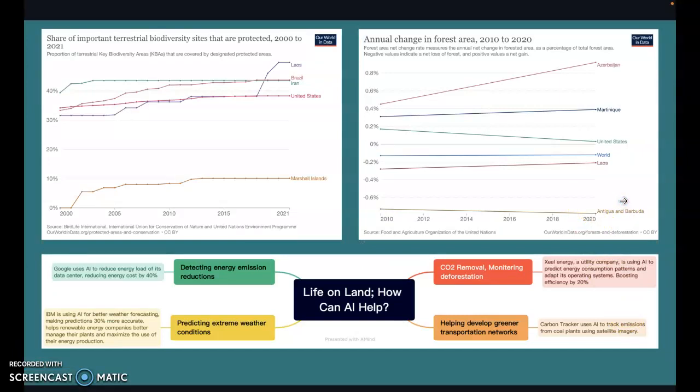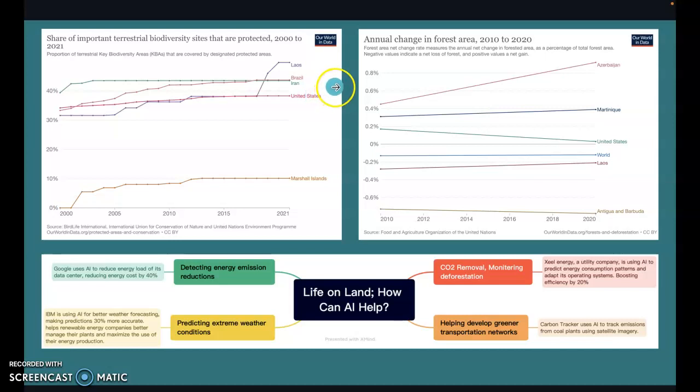Share of important terrestrial biodiversity sites that are protected, 2000 to 2021. So in 2000, the US started at a little over, I would say, 36%. Laos started even lower than that, I would say probably about 32%. But as you can see, Laos jumps up a lot in 2021, going more towards 50%, where the US has another steady increase over the years.